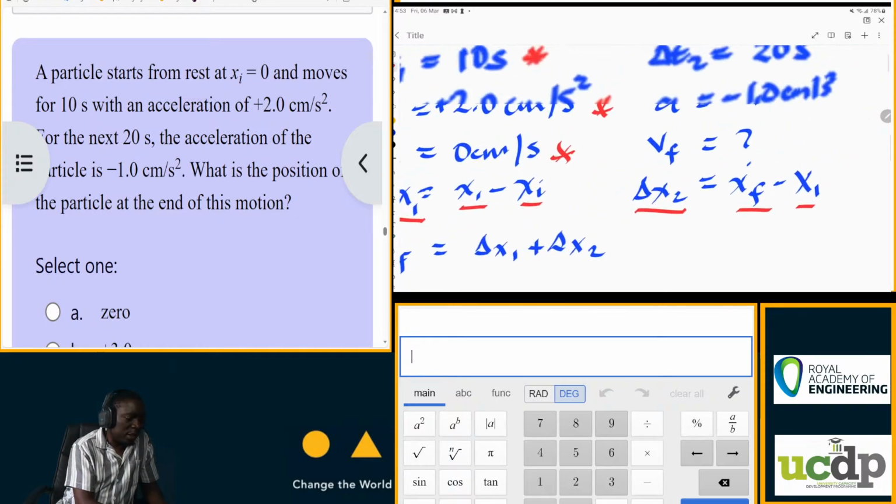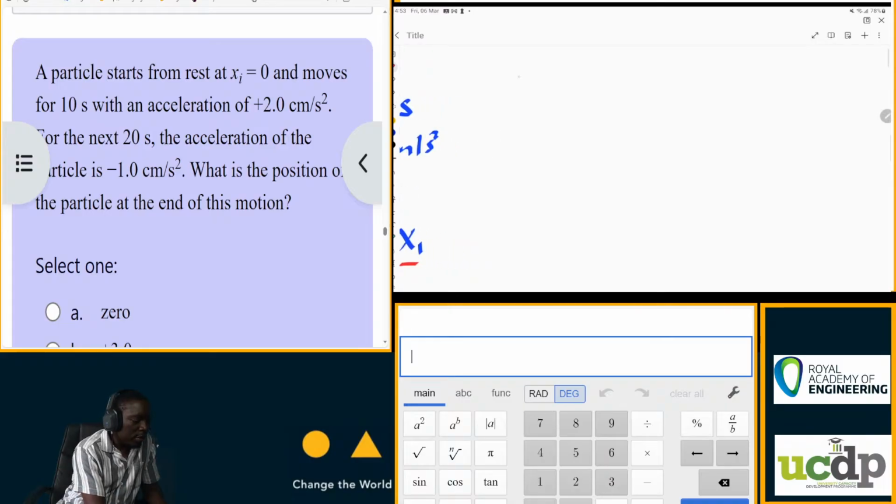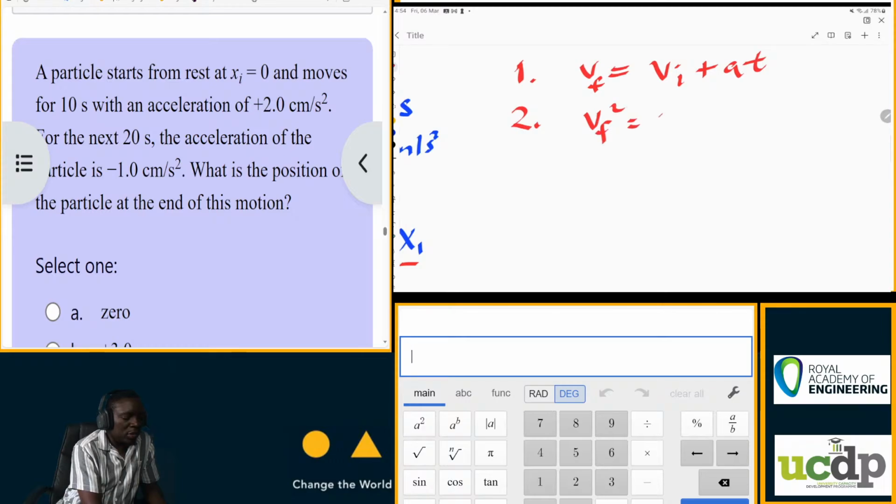So for our equations of motion, the first one, equation number one, says V final equals V initial plus AT. It's nothing to do with displacement, that one. Number two, displacement. Let me say V final squared equals V initial squared plus 2A delta x. That is the second one.